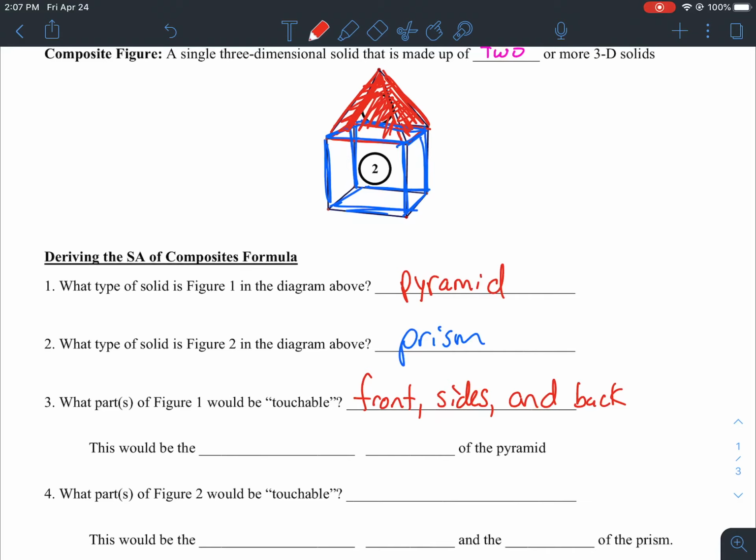What wouldn't we be able to touch? That question wasn't asked, but essentially, we wouldn't be able to touch the bottom part of the pyramid. It's nudged in between the pyramid and the prism, so we wouldn't be able to touch that. So the only touchable parts are the parts going around the pyramid. In other words, this would be the lateral area of the pyramid. We can only touch those parts of it.